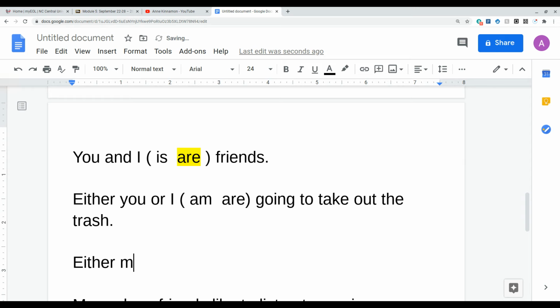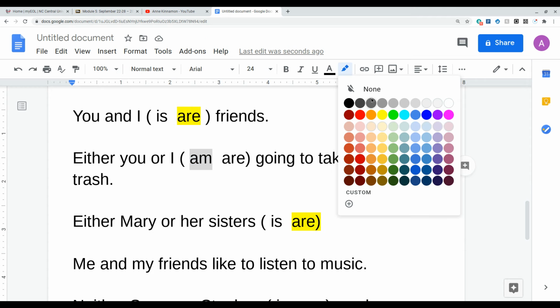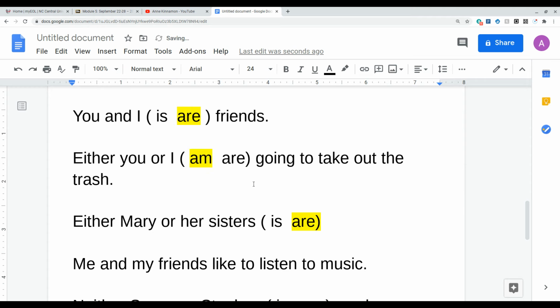So whenever you have this choice, sometimes it's like either Mary or her sisters, and then if I had the choice between is and are, I'm going to choose whatever is closest to the verb. If I had said her sisters or Mary, then I would say is, but because it's either Mary or her sisters, I'm going to say are. So coming back up to the one that I just did, either you or I am, because notice that the I is closer, and I need to say I am. I can't say I is, right, or I be. I have to say I am.